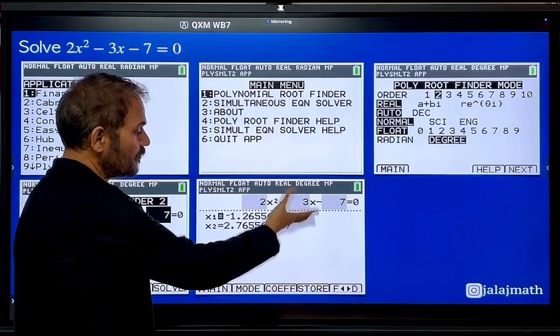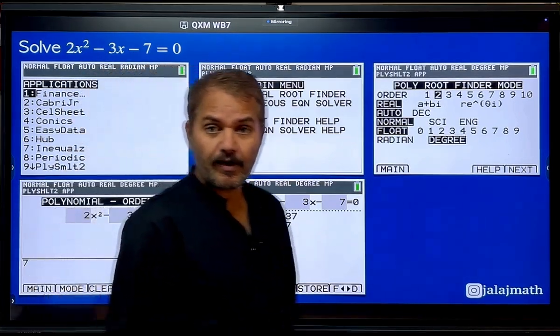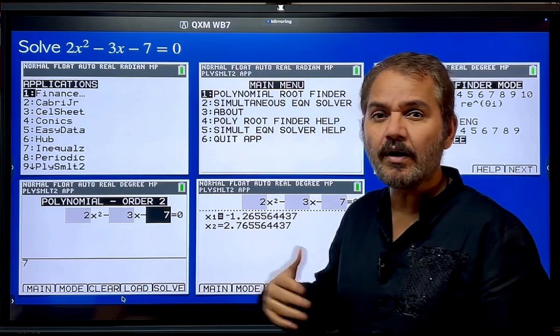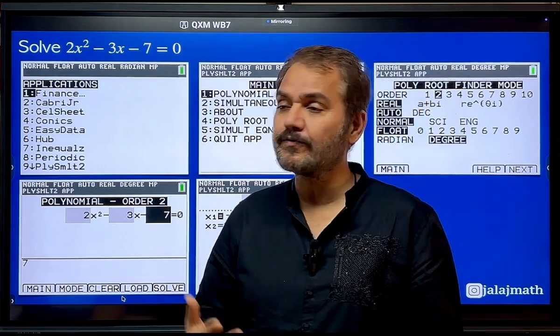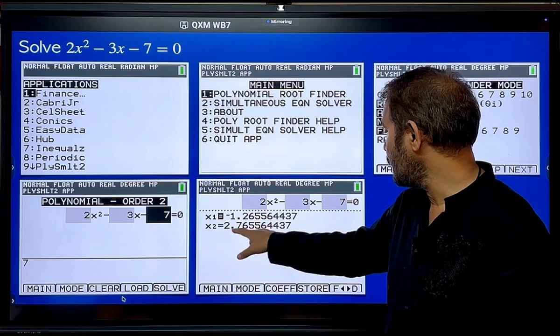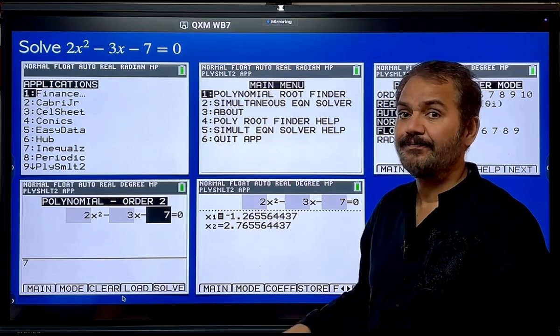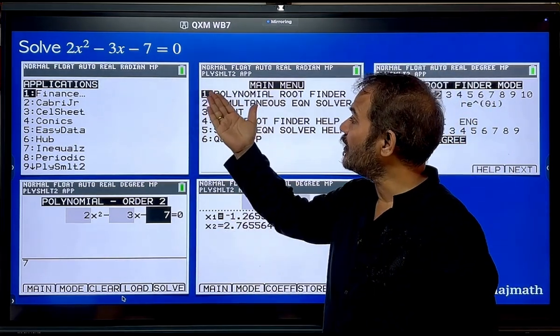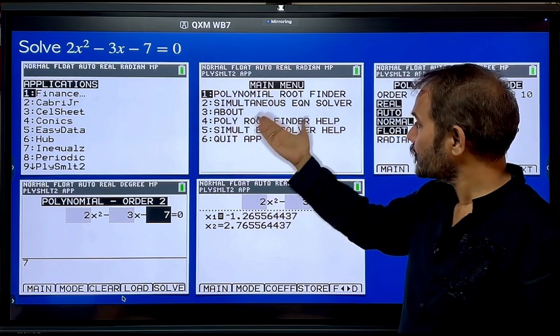Once you get this, you can write these two as your answers, right? Usually in exams, you round it off to 3 significant figures. So it will become negative 1.27 and 2.77. So that's how we solve a polynomial equation.